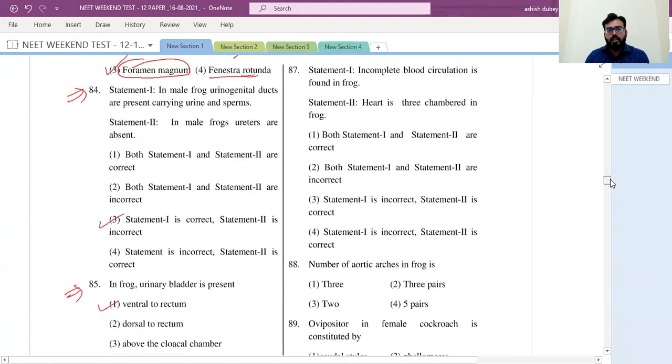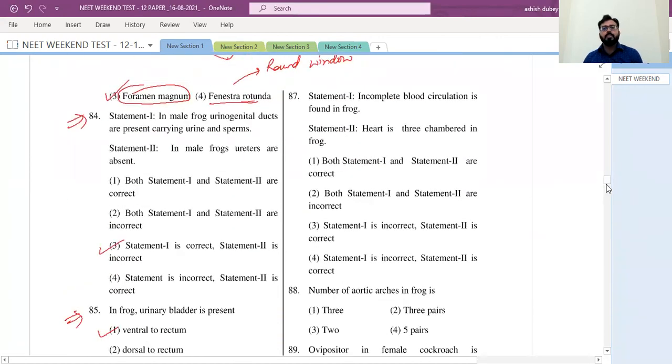Okay. Next, 87th question. Statement 1. Incomplete blood circulation is found in frog. Incomplete blood circulation, yes. Why? Because mixed blood is being pumped by ventricle. Okay, so we can say that incomplete blood circulation is there. Statement second. Heart is three-chambered in frog. Yes, heart is three-chambered in frog. If it would have been the question of assertion and reason, then answer would have been the first, because reason is explaining the assertion. So both statement 1 and 2 are correct. So 87 is having answer 1.